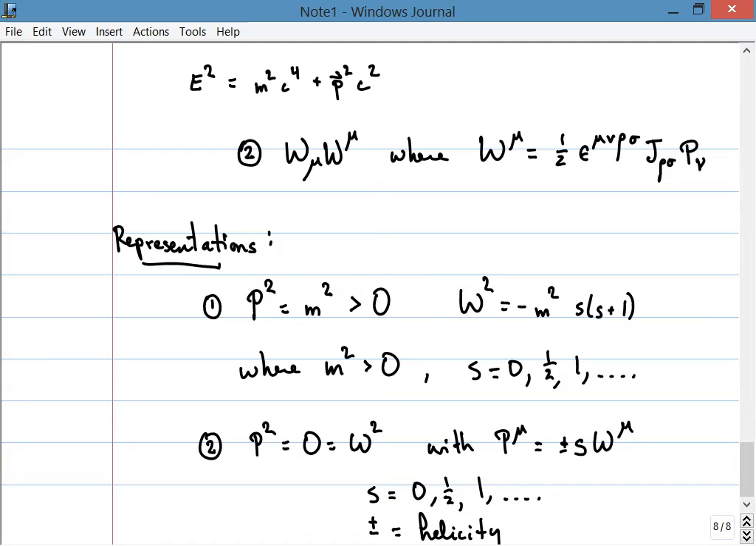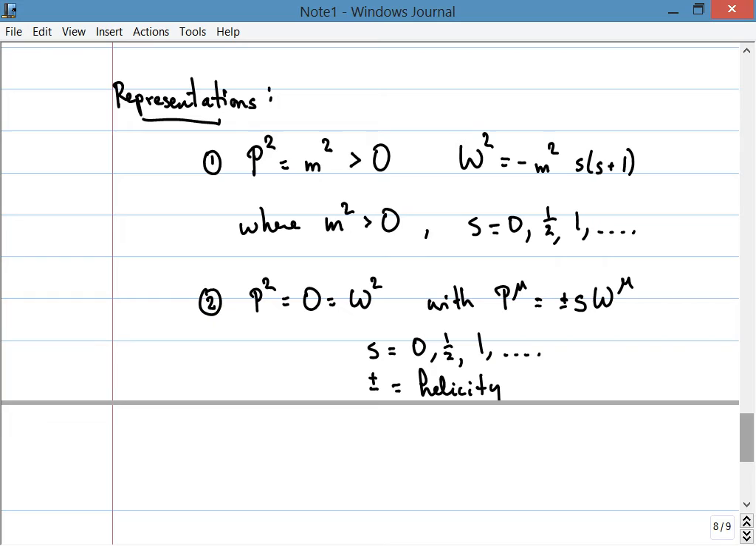So for example, this is the representation that would describe a photon. When s is equal to 1, we have something with mass squared 0, and there are actually two possible states of the photon with opposite helicity, with the plus or the minus sign in this formula. And it turns out that there are other representations, but as far as we know, these are not realized in nature.